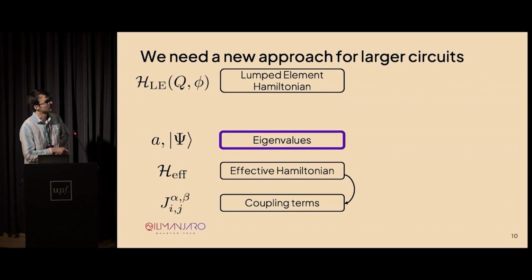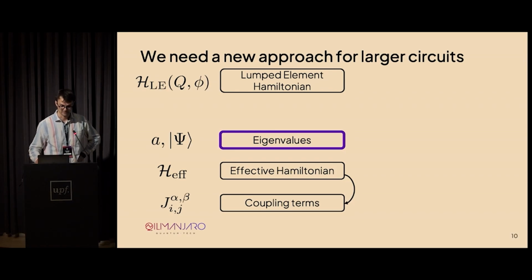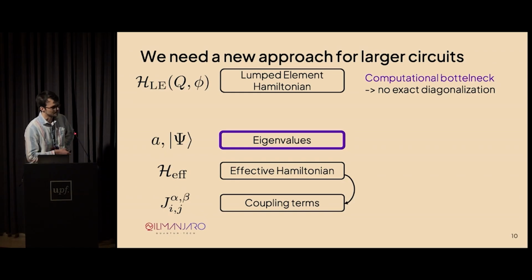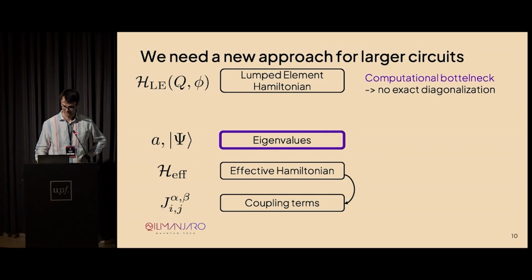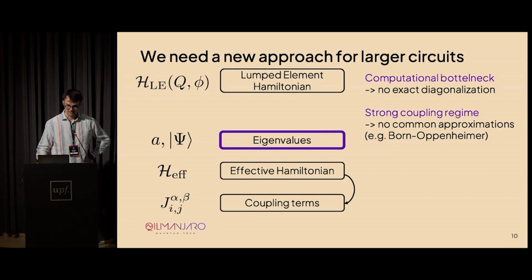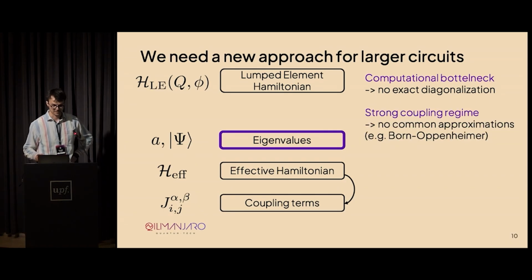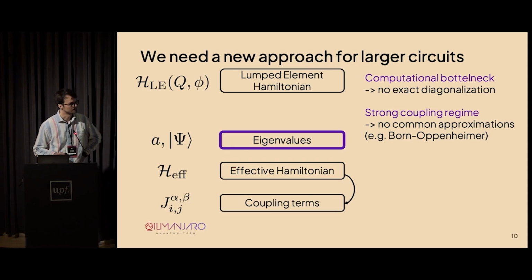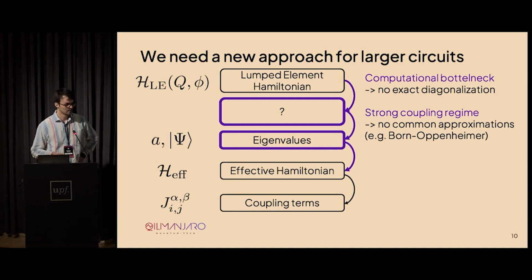So we look at our procedure again, and I just introduced that we face this computational bottleneck. We cannot do this exact diagonalization for these large matrices, and we also want to capture strong coupling effects, so we cannot use the common approximations. So we need to do something around here.